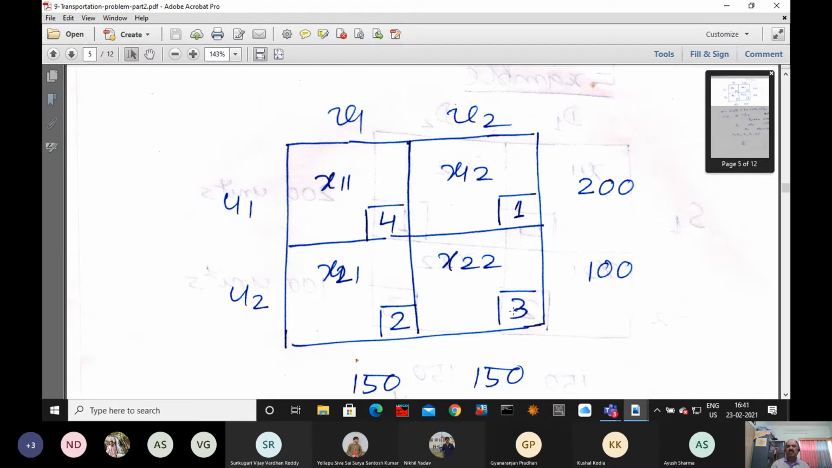So there may be some other. So we are not sure. Now we will see whether this solution is optimal or not. We have to check. If it is optimal, what will happen? The complementary pairs will be fulfilled.